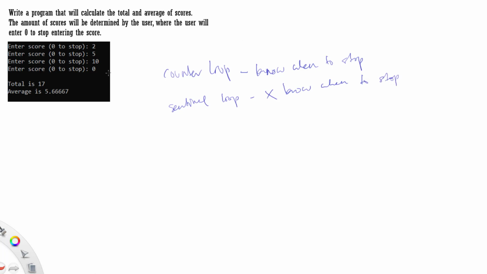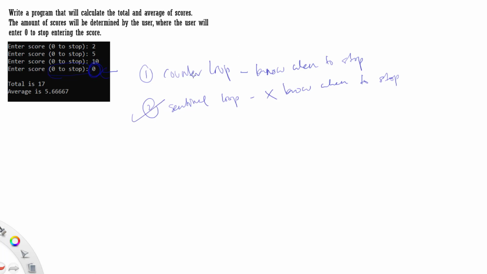So whenever you come across a question, please analyze the question first, whether it is a counter loop or a Sentinel loop. If we take a look at this question, it says that the amount of scores will be determined by the user, where the user will enter 0 to stop entering scores. So the programmer does not know when the looping will stop, because this all depends on the user. If the user enters 0, then we will know the user wants to stop at this point. Since we don't know when to stop, we're going to be using a Sentinel loop.